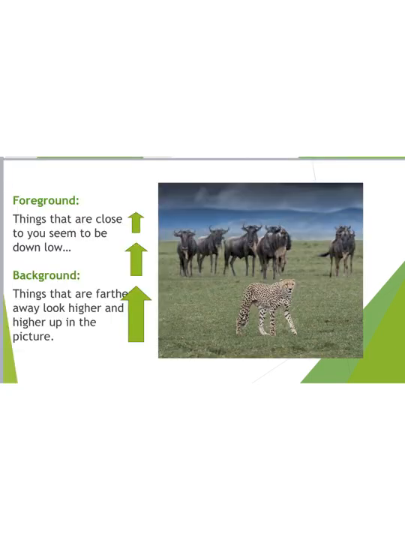Objects that are closer to you in the foreground are also going to appear larger and closer to the bottom of your page. In this photograph, you can see a cheetah that is obviously the animal that's closer to us, and it's also down lower in the picture. Objects that are in the background are going to appear like they're farther up or higher up in your picture, like the wildebeests and then the mountains that are way off in the background.